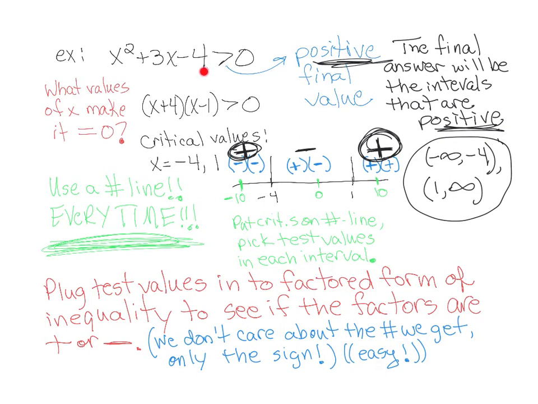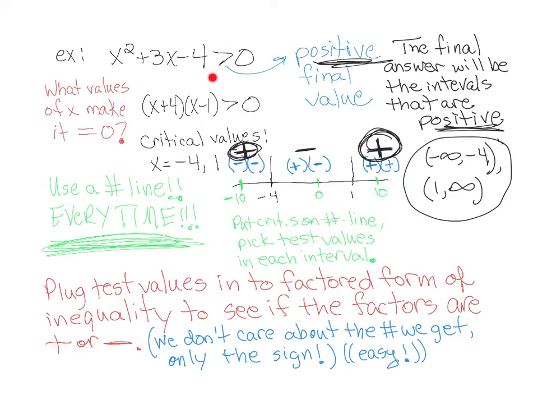Okay, looking at this right here, we've done these problems where we have equal to, and that's exactly where we have to start. First, notice that greater than 0 means our positive value. The final answer will be the intervals that make this thing a positive answer, okay? But we have to figure out where it's exactly 0 first, just like we always have. So we're going to factor this thing. We're going to set each factor equal to 0 to get our critical values.